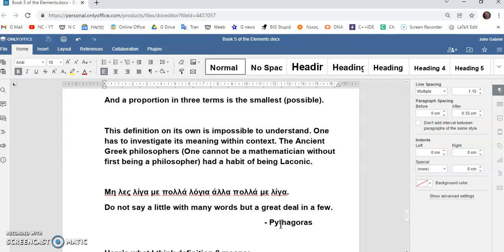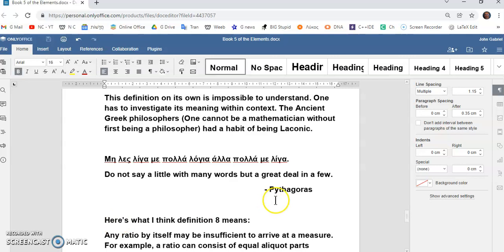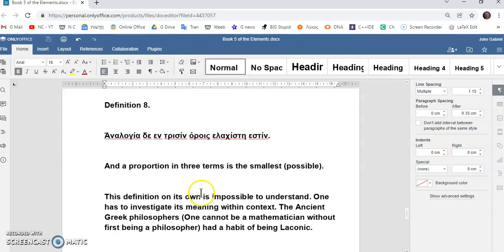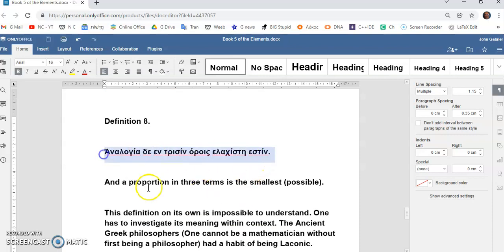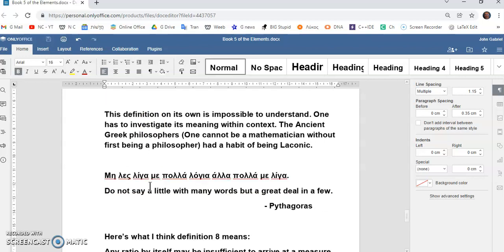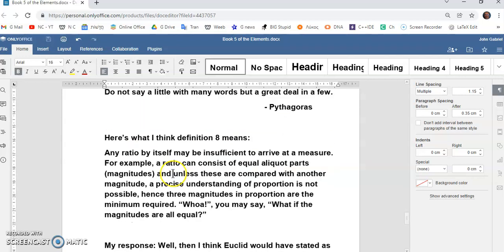So the ancient Greek philosophers, one cannot be a mathematician, by the way, without first being a philosopher. That goes without saying. They had a habit of being laconic. So, you know, Pythagoras, for example, he's the originator of the quote which says, "Mi le-ge me polla, alla polla me lega." That means do not say a little with many words, but a great deal in a few. So I think here they said a great deal in a few. And now obviously to Euclid this was clear, but it's not clear unless it's taken within context.